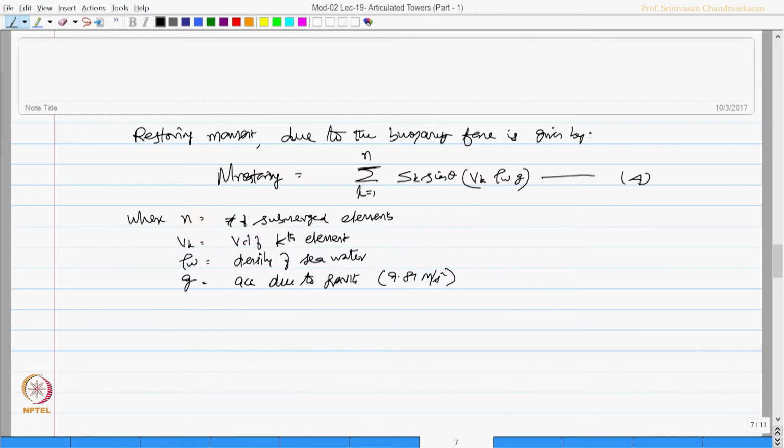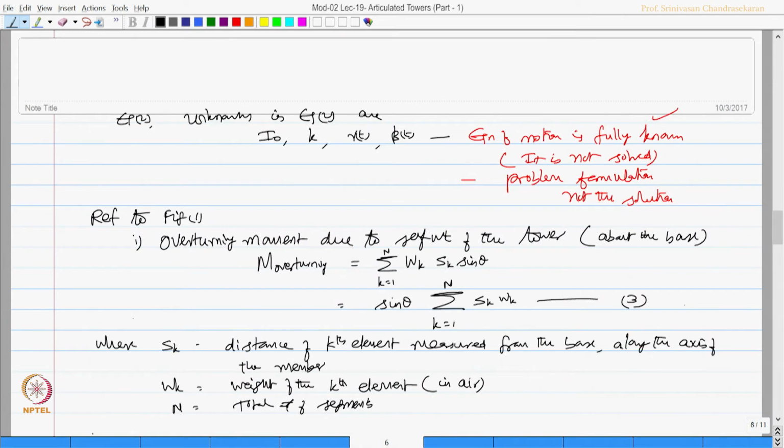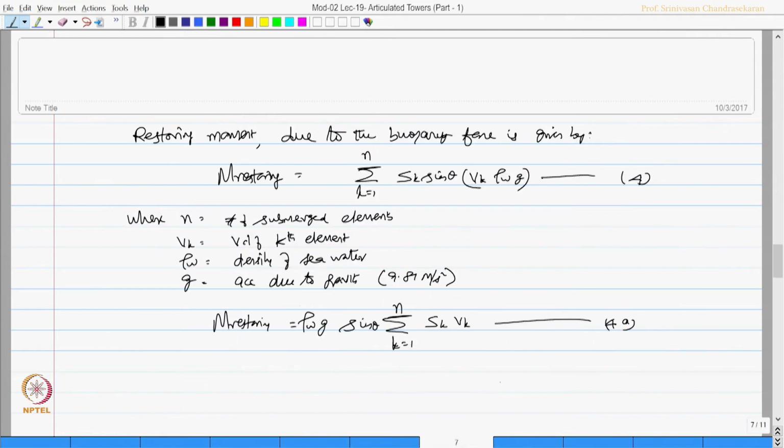In fact, I rewrite equation number 4 in a different form as restoring moment is rho w g sin theta summation k equals 1 to n Sk Vk. I call this equation 4. Now, I have the overturning moment, which is M overturning. I have the restoring moment, which is M r.